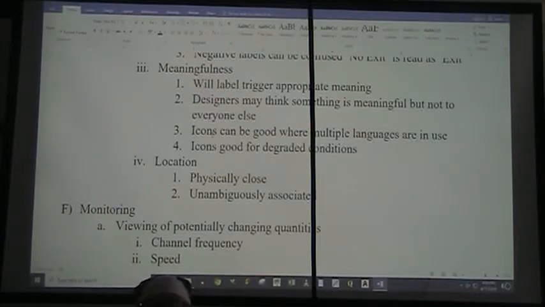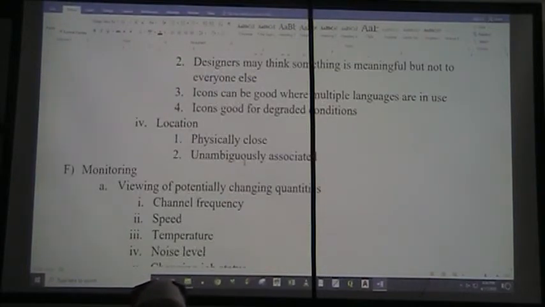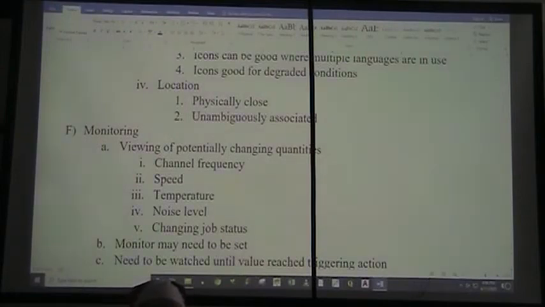Of course, icons are good, particularly where we have multiple languages and or cultures. And icons are good for degraded conditions. When we think of the location of labels, we want them to be physically close to what they are mapping, and to be unambiguously associated with what they're mapping.